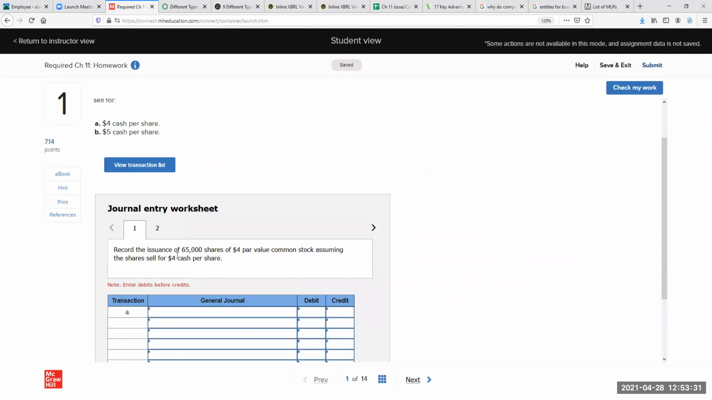All right, so how do we record the issuance of 65,000 shares of $4 par, assuming the shares sell for $4 each? So 65,000 shares times $4. What does the company receive when it sells stock, when it does its IPO? It receives cash. And what's credited? The equity. It's called common stock. In this case, it's $4 par. So there's that. Let's check our work.